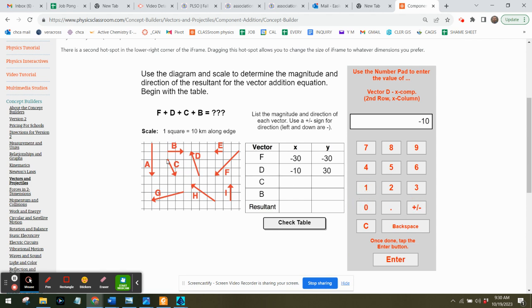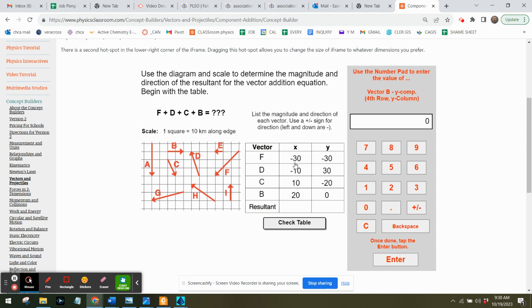C is starting here, going on the x-axis in the positive direction 1 square, which would be 10. So the x-axis would be 10. And it's going in the negative direction on the y-axis, so that would be negative 20. And then finally, B is going on the x-axis, positive 2 blocks, which is 20. And then it is not changing, staying on the x-axis. It has 0 change on the y-axis, and so this one would be 0.